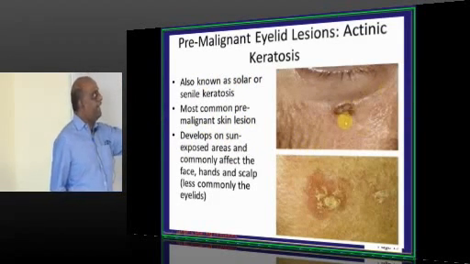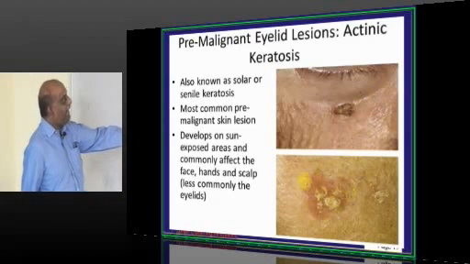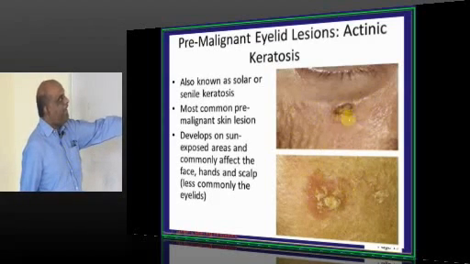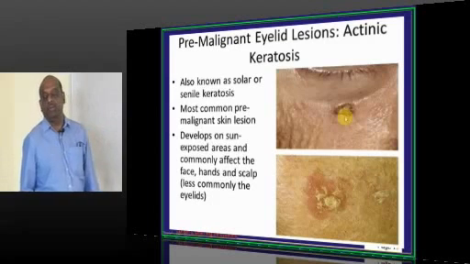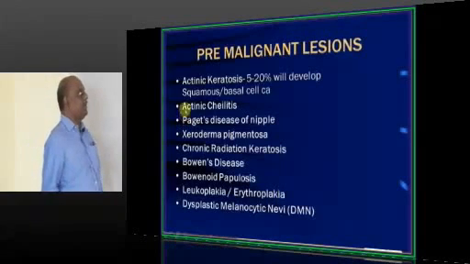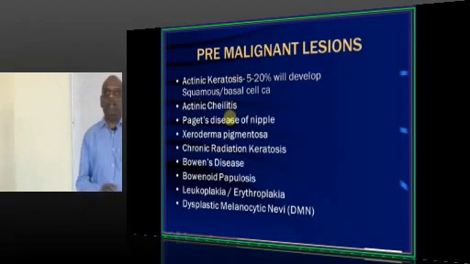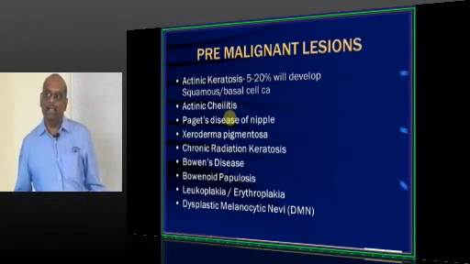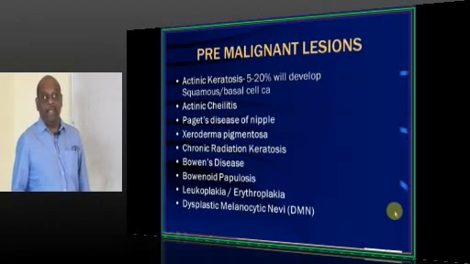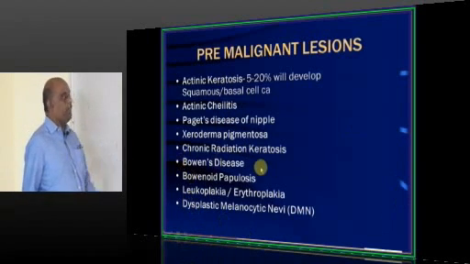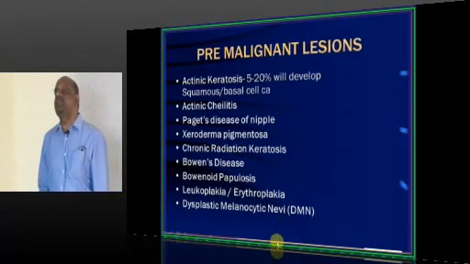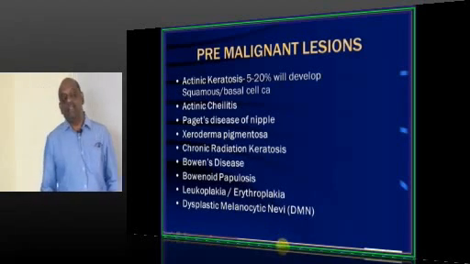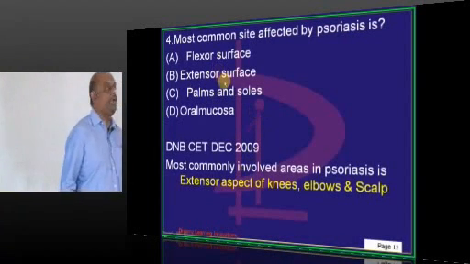If you take actinic keratosis, this is an example of an actinic keratosis, which is a pre-malignant eyelid lesion, and at any point of time can convert into a squamous cell carcinoma, is what you need to remember. Now, what are all the conditions which are called pre-malignant, Doctor? Actinic keratosis, Paget's disease, and xeroderma pigmentosum, radiation keratitis, Bowen's disease, leukoplakias, and melanocytic nevi, which are dysplastic. They are all the examples of the conditions which are called pre-malignant, is what I want to underscore to all of you.